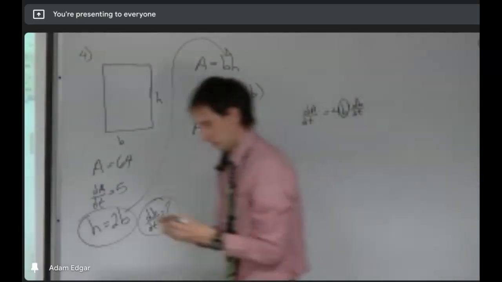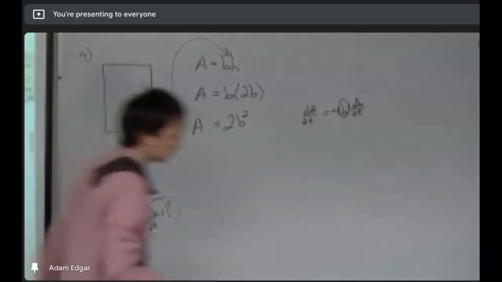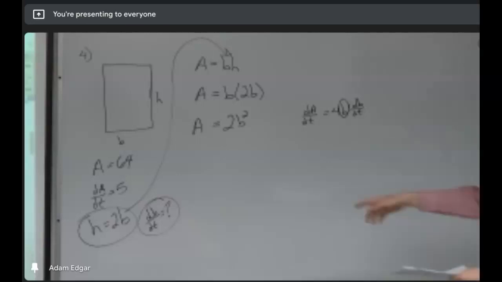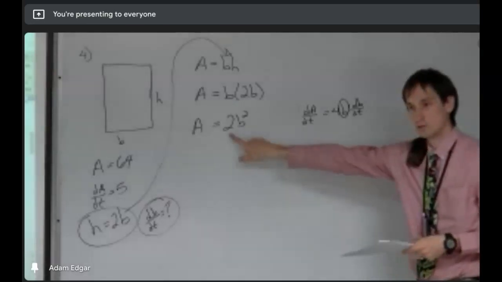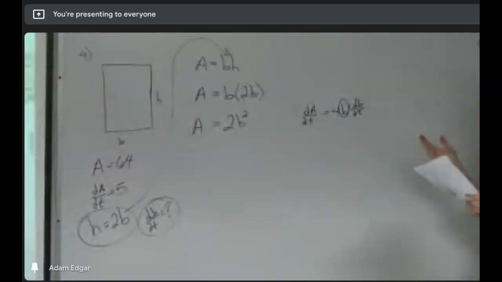Is it small? Yes, it is a small number. So db/dt is a decimal less than 1. No, it is not, 0.221. Yes. I think you might have forgotten the 2 as part of your area equation. Maybe. I don't know.